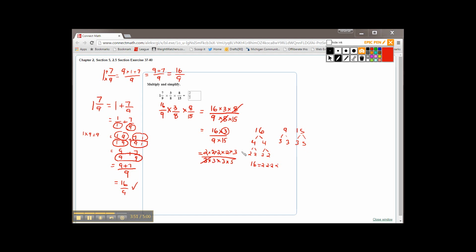So now the 3's cancel, and that is all I see that cancels there. So I have 2 times 2 times 2 times 2, that's 16, and 3 times 3 times 5 is 45. So the answer here is 16 over 45. I hope that this helped to break this problem down a little bit more.